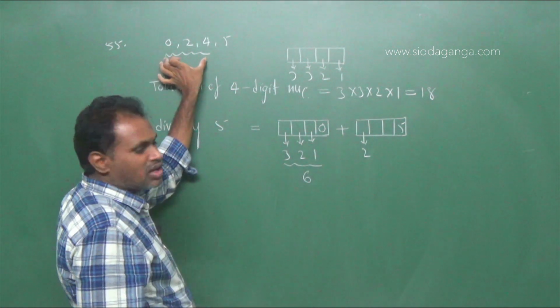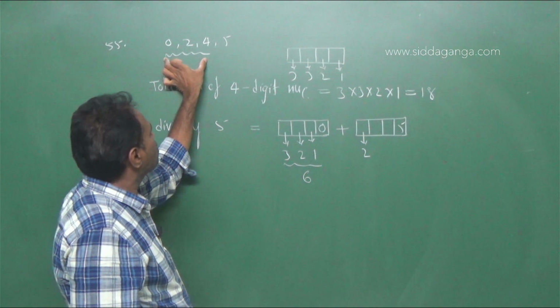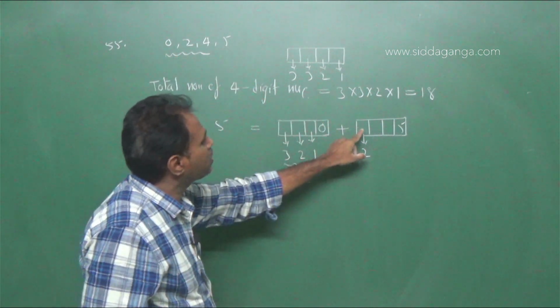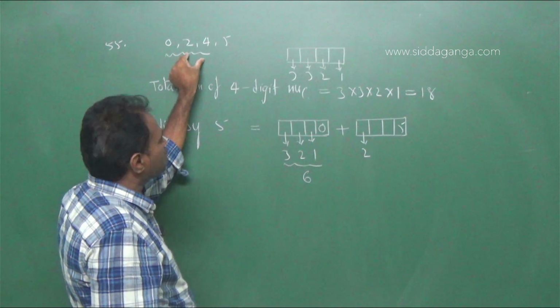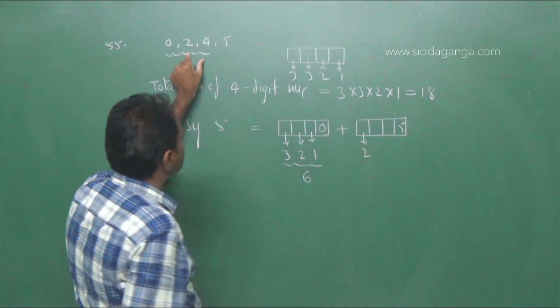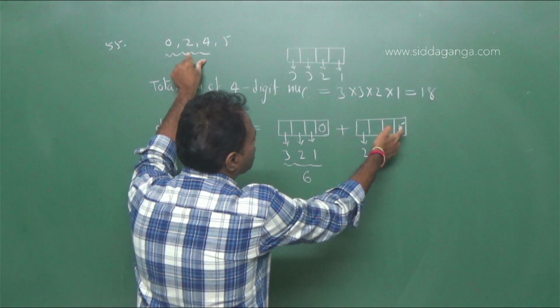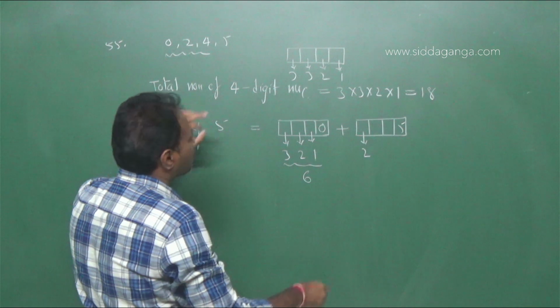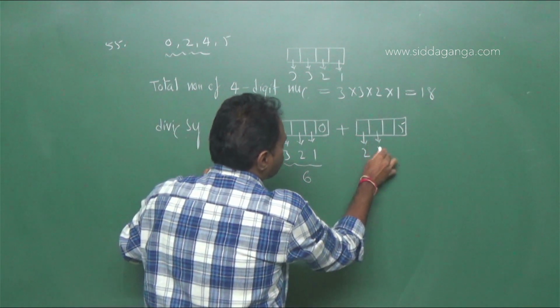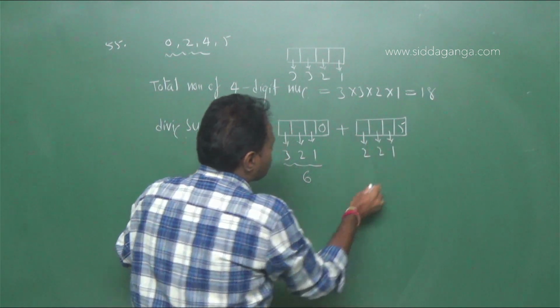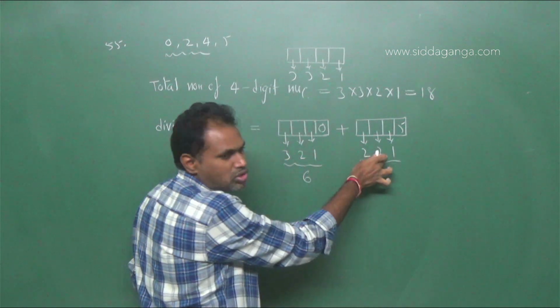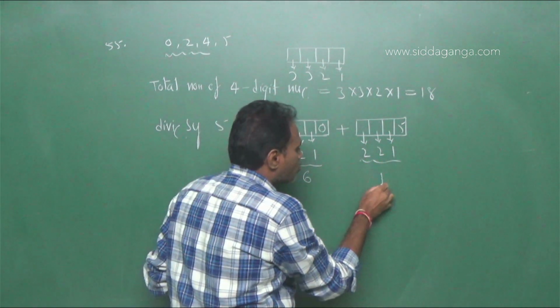The remaining digits are 3 digits, 0 to 4. Now the first box should not be fixed with 0. Therefore, the first box you can fill in 2 ways. Now the remaining digits are 2. Therefore, the second box in 2 ways and the third box in 1 way. So 2 into 2 is 4, 4 into 1 is 4.